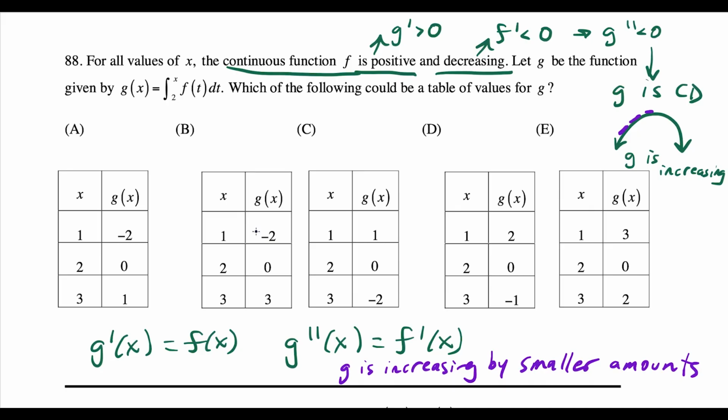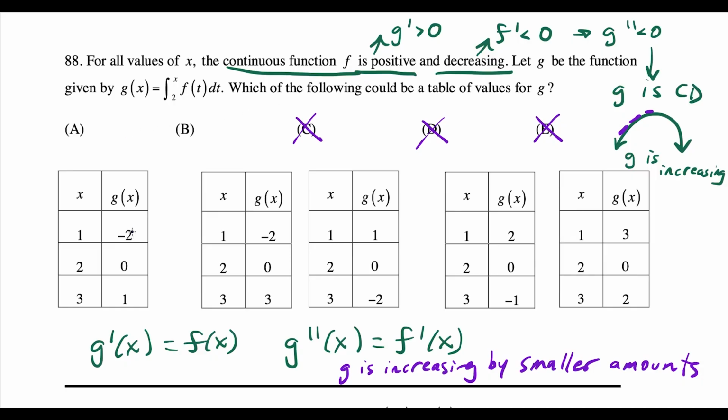So looking at this, some answer choices we could get rid of right away. Notice g is decreasing here, so C is out. If we look here, choice D, g is decreasing, this is out. And this one here, g decreases then increases, but g should just be increasing here. So that eliminates it down to choices A and B.